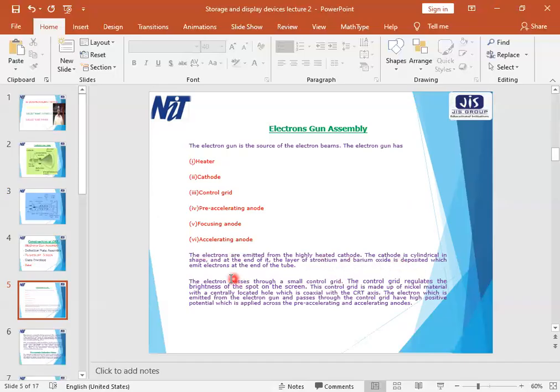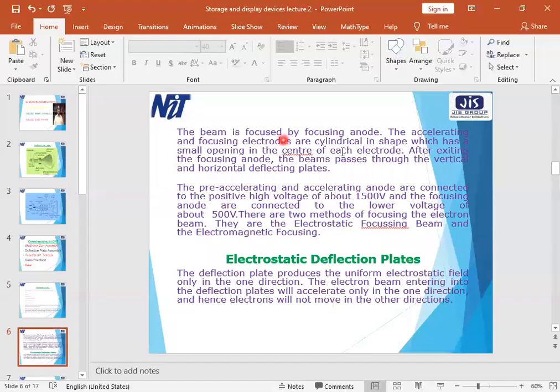That is written here: the electron passes through a small control grid. The control grid regulates the brightness of the spot on the screen. This control grid is made of nickel, with a centrally located hole coaxial with the CRT axis. So I have discussed all these. Now the beam is focused by the focusing anode. This is a very important thing which I discussed. Then the pre-accelerating and accelerating anodes are connected to a positive high voltage, about 1500 volt and 500 volt, as I just told you.